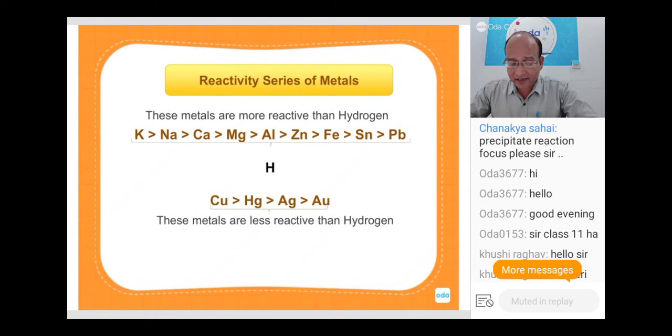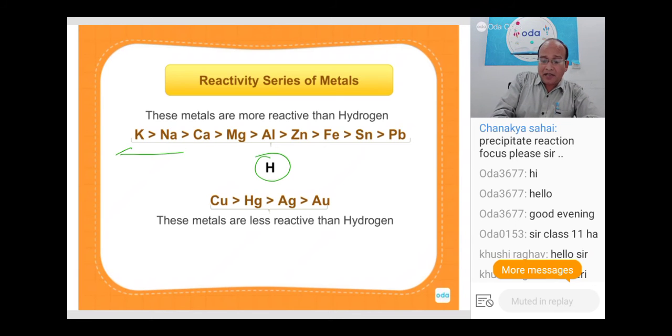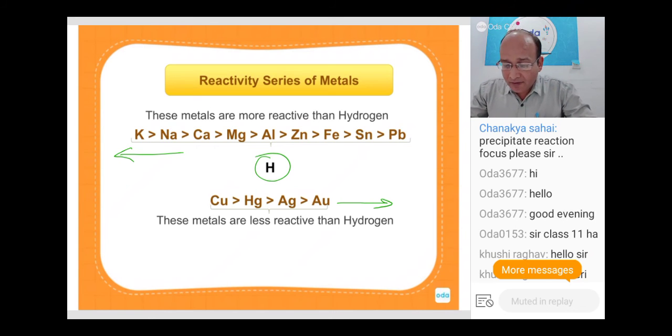So this is the reactivity series. You have all studied this in your class. This is hydrogen, and these are the metals which are more reactive than hydrogen, while these are the metals which are less reactive than hydrogen. समझे? So more reactive metals will displace the less reactive metals. The metal which you are putting in the solution should be in front. It should be more reactive. Only then will it displace the less reactive metal.